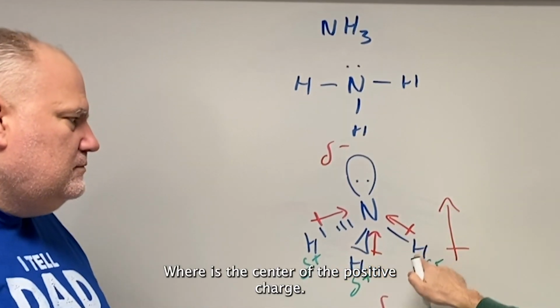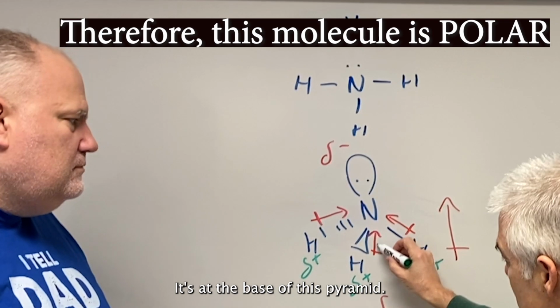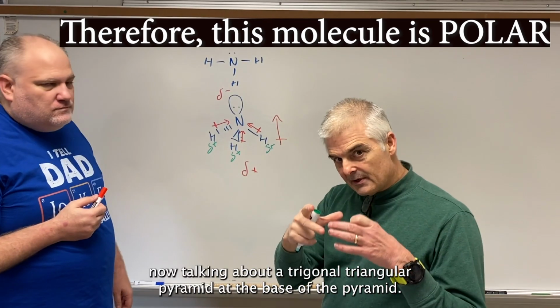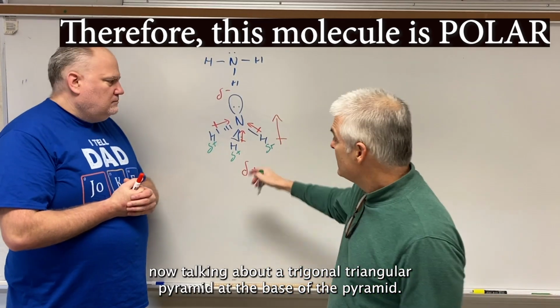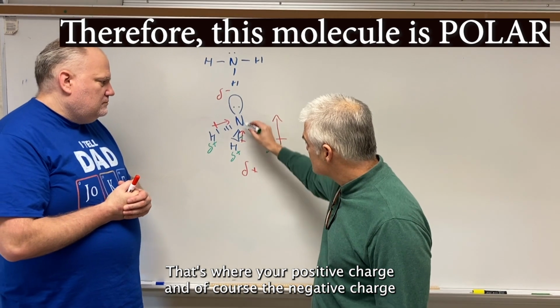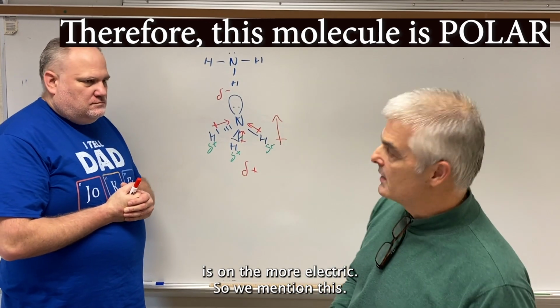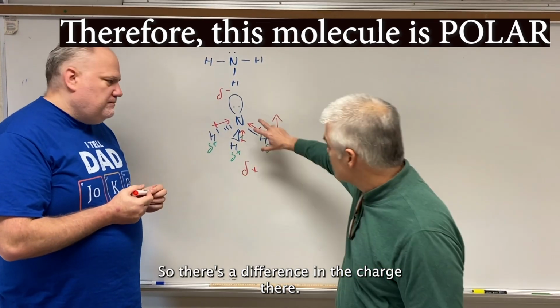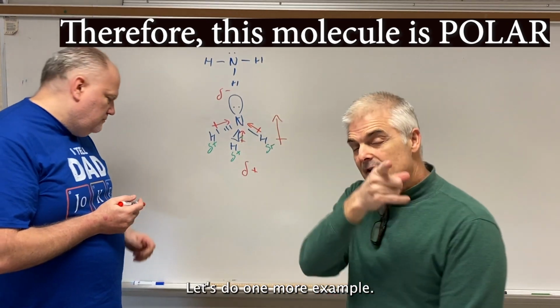Where is the center of the positive charge? It's at the base of this pyramid. Remember, we're now talking about a trigonal, a triangular pyramid. At the base of the pyramid, that's where your positive charge is. And of course, the negative charge is on the more electronegative atom, so that'd be nitrogen, shifting up. There's a difference in the charge there. Let's do one more example.